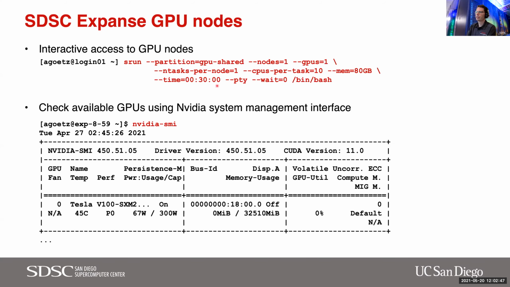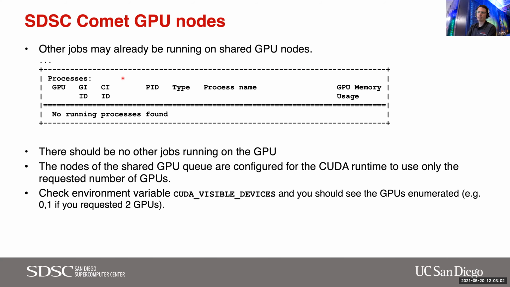This is the interactive access. I'm on a GPU node now. nvidia-smi, the system management interface, will give you information about the GPU. You'll see there's a V100 SXM2 and so on. It will tell you if there are any processes running. At the moment, I don't have anything running. No running processes found. There should be no other jobs running because you get individual access to each GPU. They're configured in such a way that the CUDA runtime sees only the GPU that belongs to you.